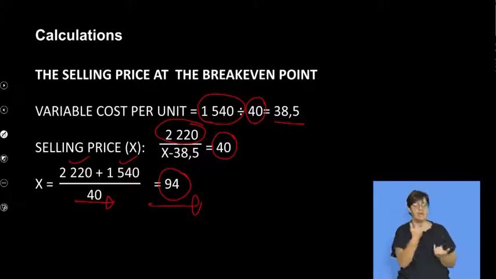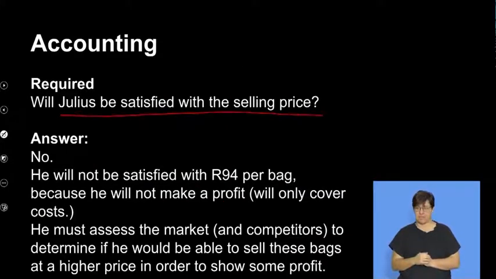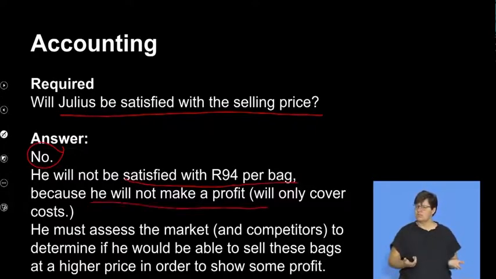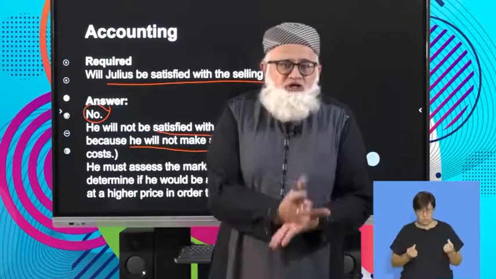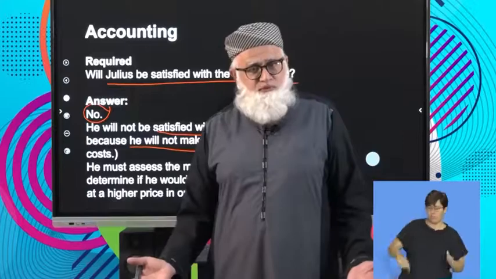So, will Julius be satisfied with the selling price? The answer obviously is no. He will not be satisfied with 94 rand per bag because he will not be making a profit. He'll only cover his costs. So understand this, that at the break-even point, you're not making a profit, neither are you making a loss. Would you be satisfied with that?